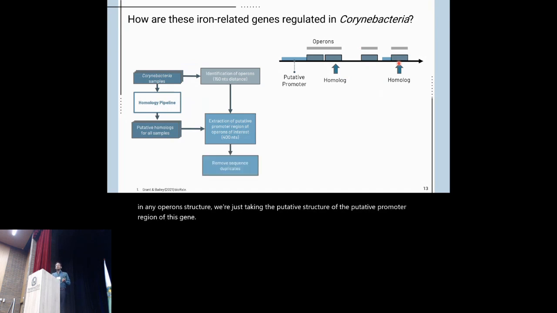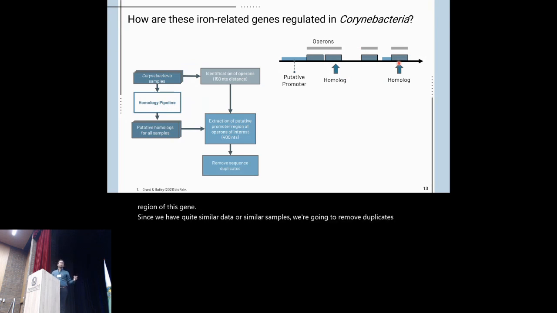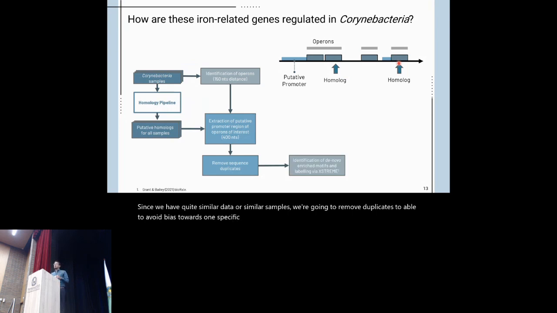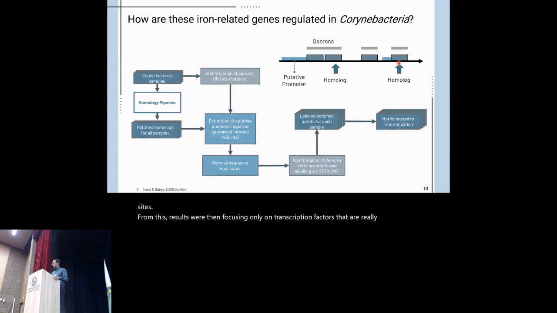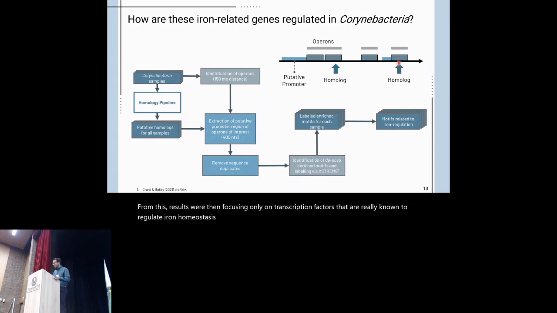Since we have quite similar samples, we're going to remove duplicates to avoid bias towards one specific species, and then we're providing this to XSTREME to get a de novo enriched motif analysis and also a comparison to different databases of known binding sites. From these results, we're then focusing only on transcription factors that are known to regulate iron uptake. And we're not only doing this for Corynebacteria, but also for Staphylococcus aureus, since we already know how Staphylococcus aureus is regulated for iron homeostasis.